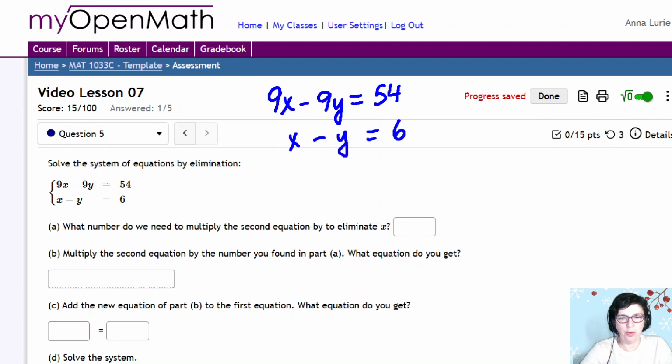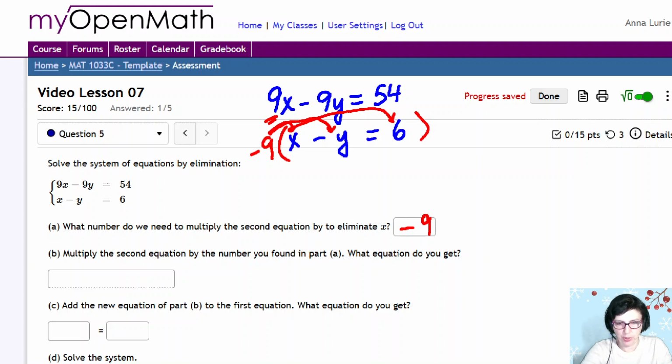Now we are asking what number do we need to multiply the second equation by to get rid of x? Well, over here you see a 9, right? So what number would be opposite of 9? Well, that would be negative 9. So we're going to multiply the second equation by negative 9. And when we do that, we have to distribute that negative 9 to all the terms.